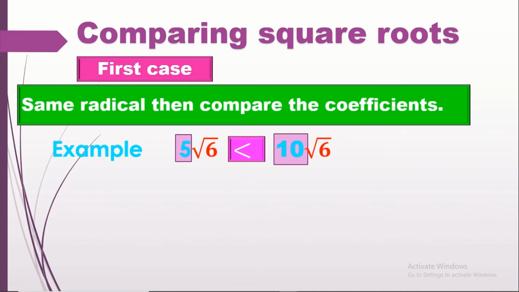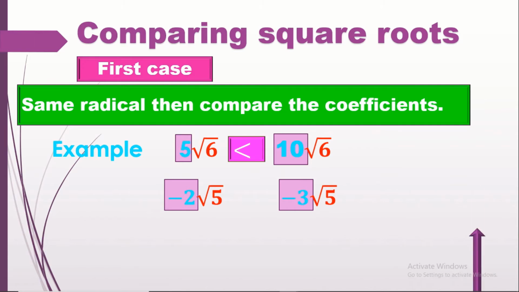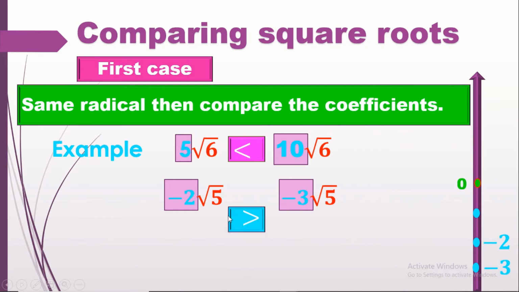Another example, minus 2 radical 5 and minus 3 radical 5. Same radical, we compare the coefficients minus 2 and minus 3. Well, you know that in negative numbers, the greater it becomes, the smaller it is. So minus 3 is less than minus 2. Note that minus 3 is farther than minus 2 from 0. So we can say that minus 2 is greater than minus 3, then minus 2 radical 5 is greater than minus 3 radical 5.